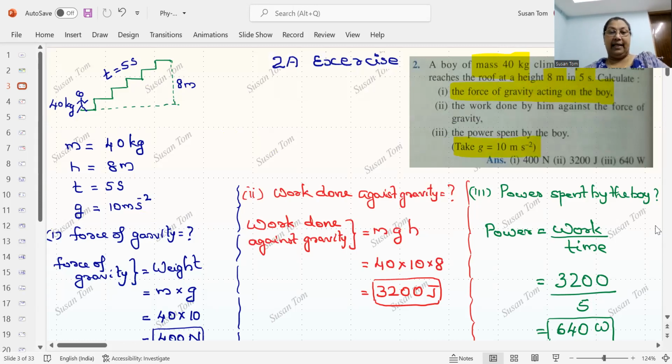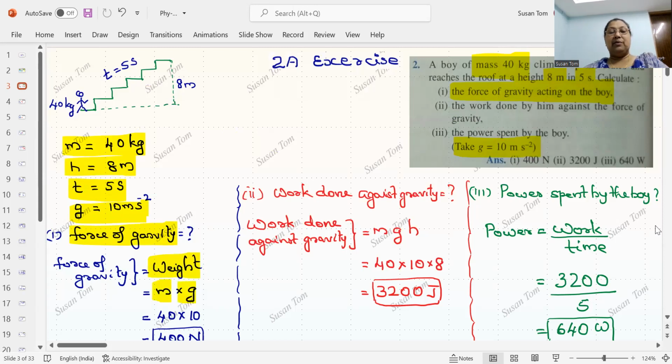So you take 10. Children, if it is not given, you have to take it as 9.8. From your side, if you take it, it should be 9.8 meter per second square. Okay, mass is 40 kg, height is 8 meter, time given is 5 seconds. Write the given data along with the g that's applied to you. Now, the first part is the force of gravity acting on the body. Force of gravity is the weight of the boy.